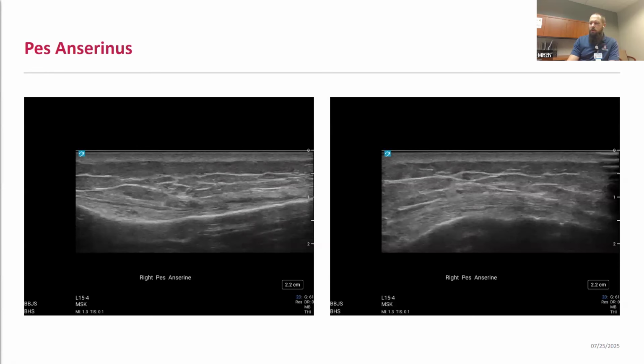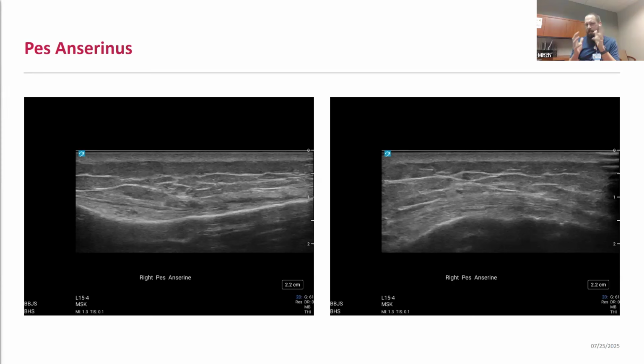So going into the Pes Anserinus, again, this is looking at the right knee, wanting to point out normal anatomy before I get to the abnormal pathology. And so your Pes Anserinus is going to be a group of 3 tendons that pass over the distal MCL to insert on the tibia. And these include your sartorius, your gracilis, and your semitendinosus tendons.